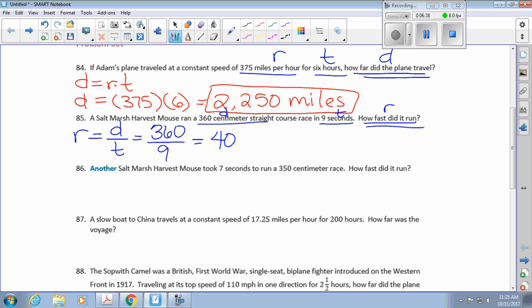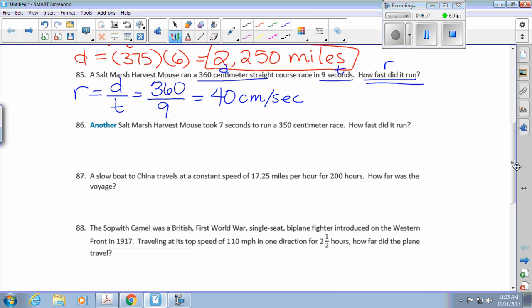And what would the unit be if we just took centimeters and divided it by seconds? Riley? Centimeters per second. Very good. When you are asked for the rate, you should have a per in there. So 40 centimeters per second. All right.